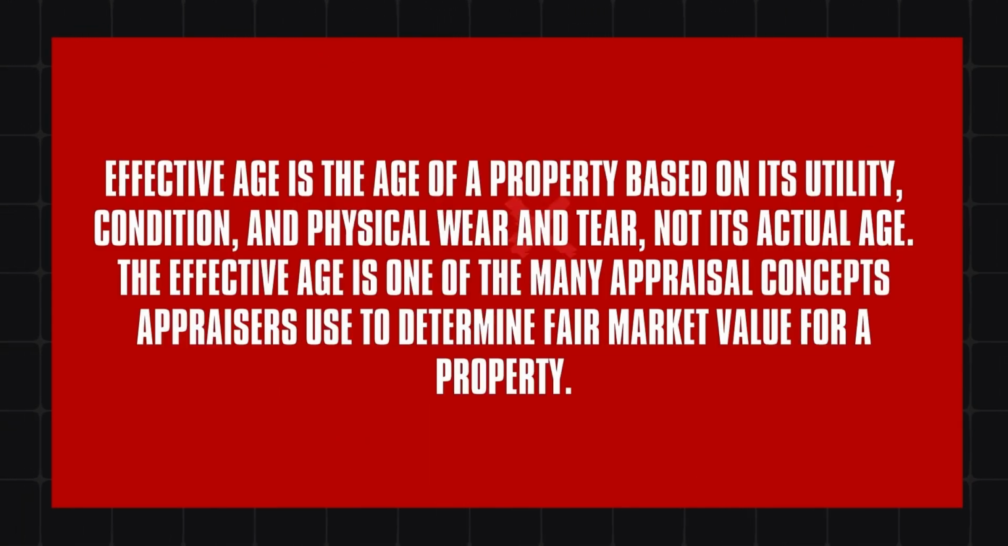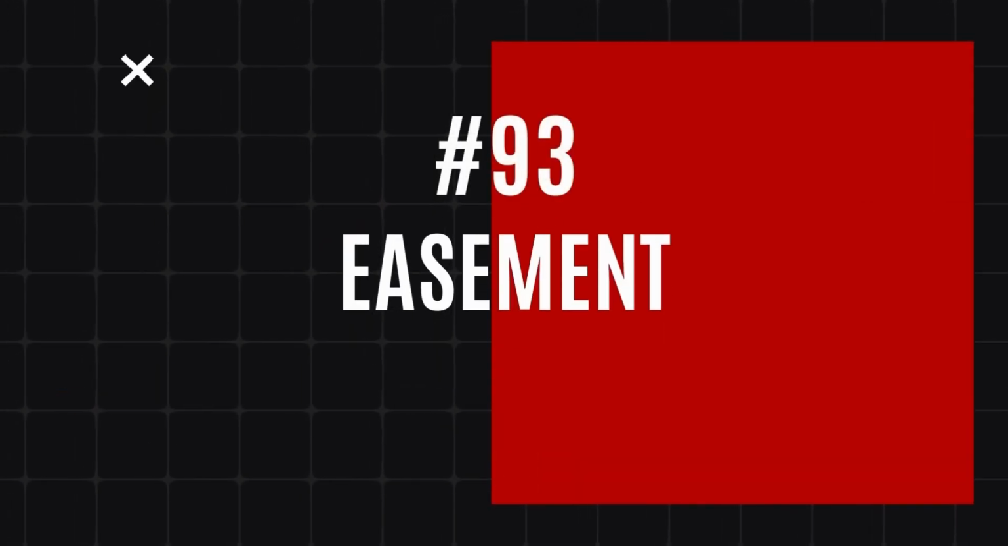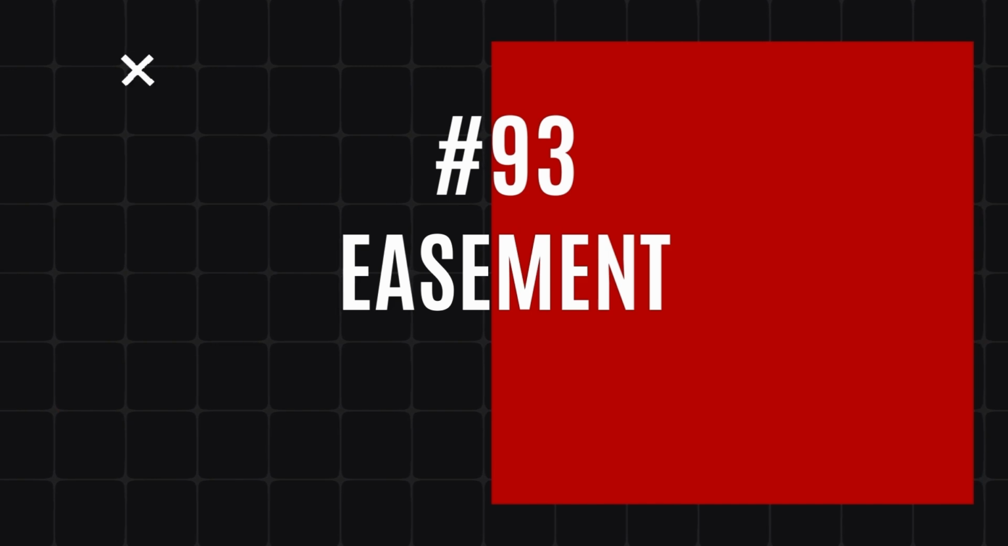Effective age is all about how old a property seems, not its actual age. It's determined by things like its condition and how much it's been used. Appraisers consider effective age when figuring out the fair market value of a property, making it a crucial appraisal concept. Time for another term. Easement. Guess what easement means?